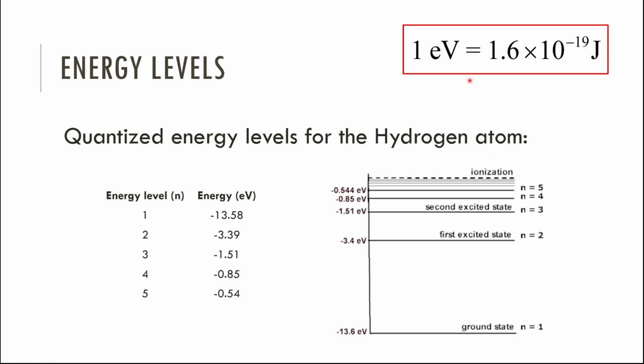Okay, also remember, you need to be able to convert between electron volts and joules. It's not in your data booklet, so remember how to do this. All right, that's how many joules are in 1 electron volt.